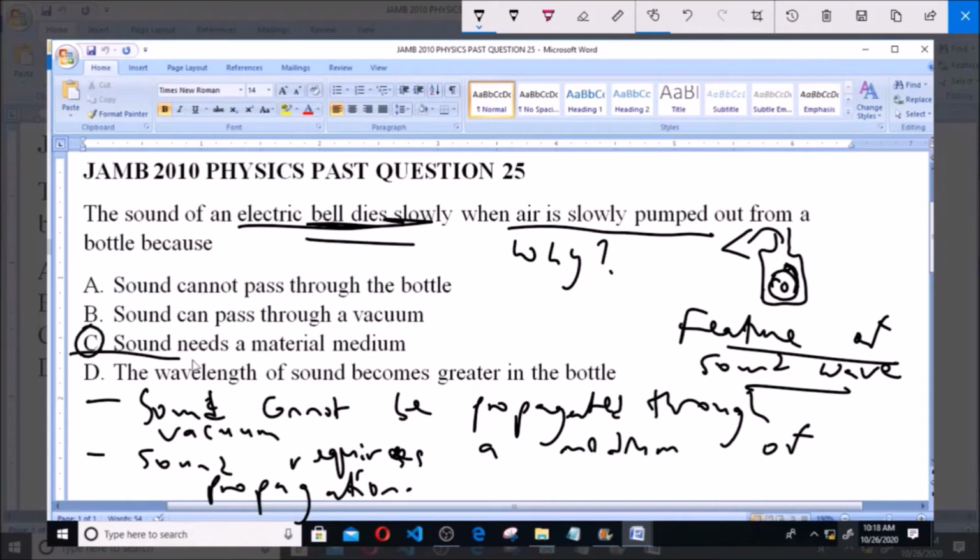Sound needs a material medium to be propagated. So since the material medium, which is air in this case, has been removed, you cannot hear the sound. The sound cannot be propagated.